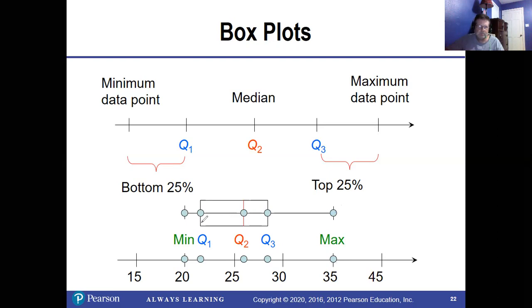And then you draw this box that goes from here to here to here. Okay, that's a really crappy box, but okay. And then there's a line right here through this one. That line shows where the median is. All right, so that's how that gets drawn.